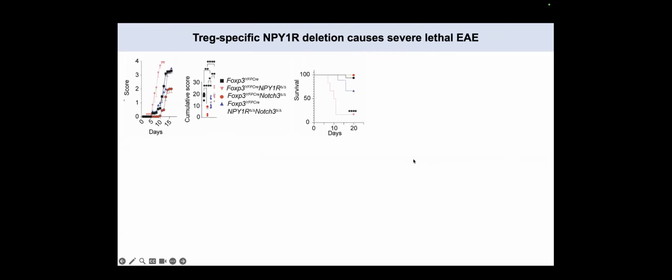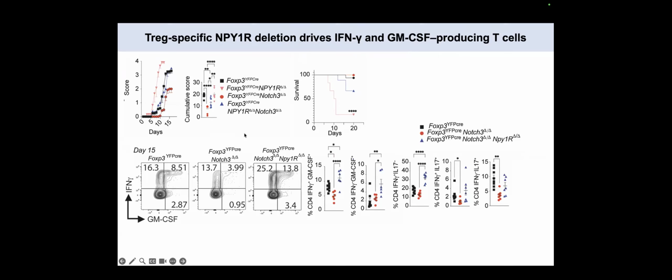in EAE, and we decided to delete it in Tregs by using the FOXP3 mice. What we find is that the deletion of this gene in Treg induces a rapid, severe, lethal EAE, as you can see here in pink, and also in the survival curve. We also analyzed the impact of this population on the cytokine production by T conventional or CD4 cells infiltrating the CNS. And what we find is that the specific deletion of neuropeptide Y1 receptor in Treg drives interferon gamma and GM-CSF producing T cells, as you can see here in blue.